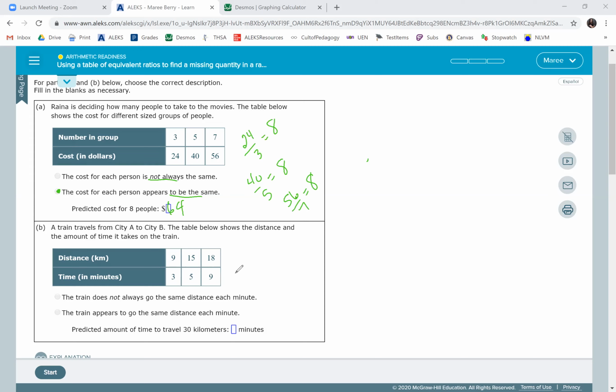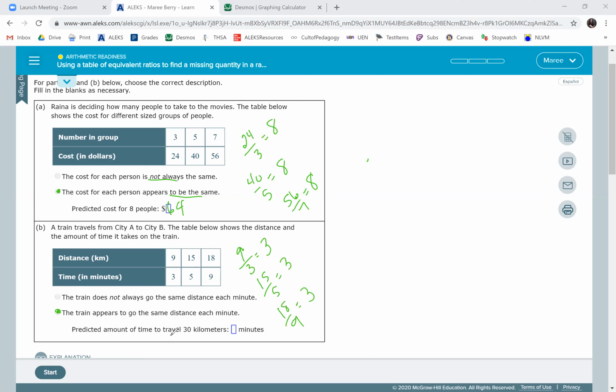So we do the same thing for the second one. It says the train travels from city A to city B. The table below shows the distance and the amount of time it takes on the train. So if you go 9 kilometers, it takes 3 minutes. So we're going to do 9 divided by 3. So it's about 3 kilometers for every minute. Is 15 divided by 5 also 3? It is. And 18 divided by 9, is that also 3? Yes, it is. So we're going to say it appears to go the same distance for each minute.